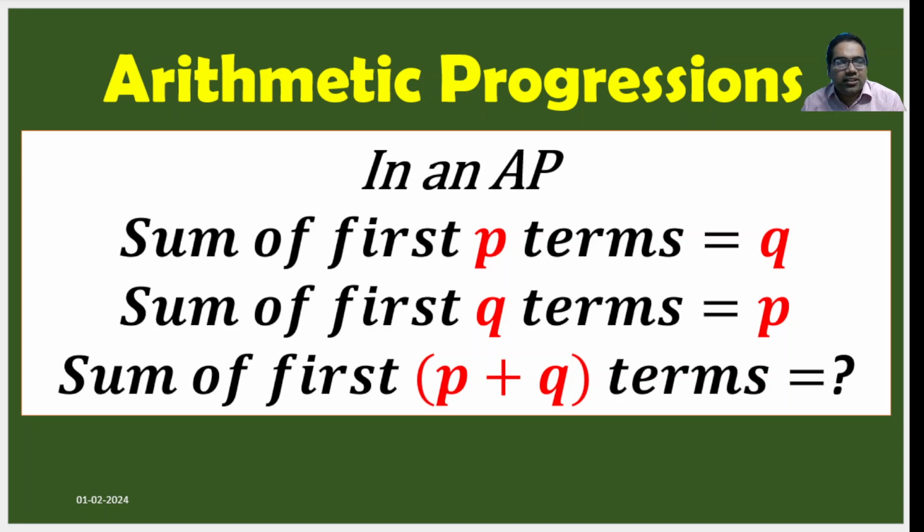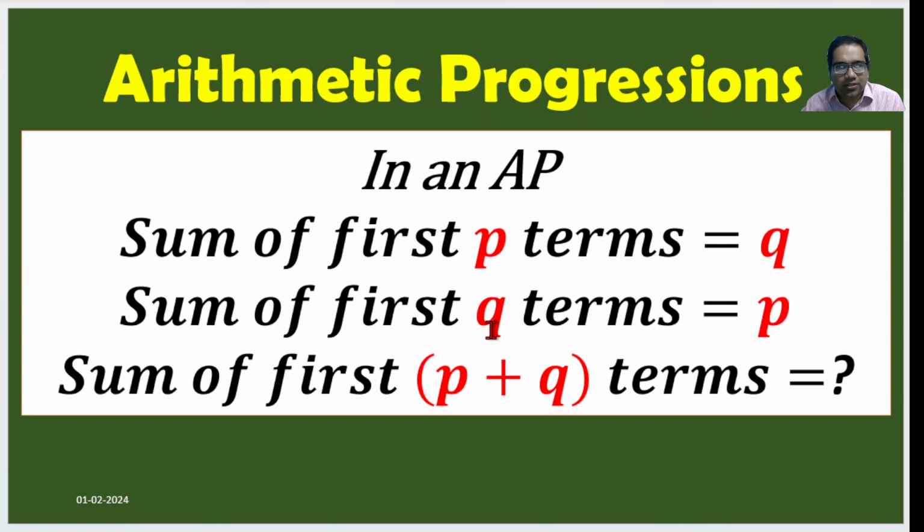Hi friends, let us do a nice problem in arithmetic progressions. Here we are given that the sum of first p terms is q in a particular arithmetic progression, and the sum of first q terms is actually p. Now what is the sum of first p plus q terms? It cannot be q plus p, right? Sum of p plus q terms.